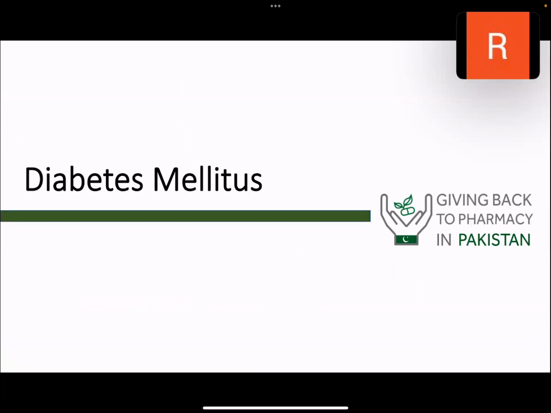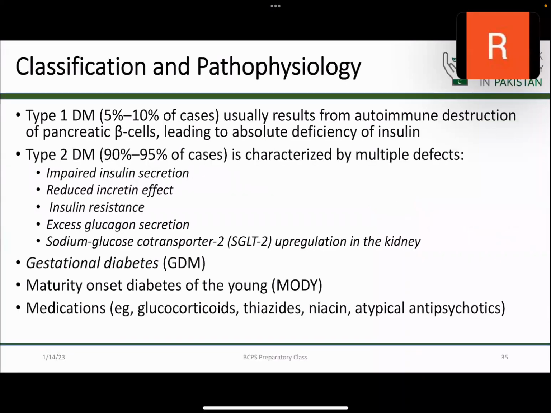So we will quickly move to diabetes mellitus because we are short on time, and this is one of the important topics in endocrine and metabolic disorders. So, diabetes mellitus. Let's classify and have a look at the pathophysiology of diabetes. I'm sure you are all aware of that.